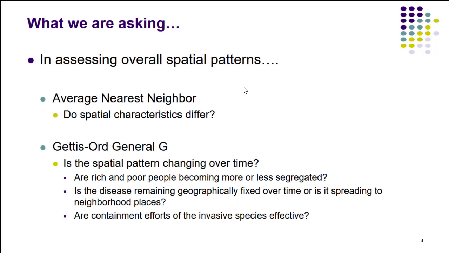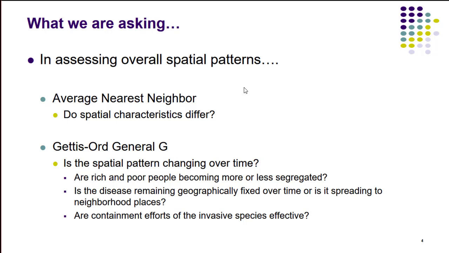All right, so last time we talked about average nearest neighbor, and we were really only looking at the one question of do spatial characteristics differ? This week we're looking at the Getis-Ord General G statistic, and we're essentially asking additional questions. We're asking if that spatial pattern is changing over time. Are things becoming better or worse for different areas? Certain treatment systems, are they working or not?